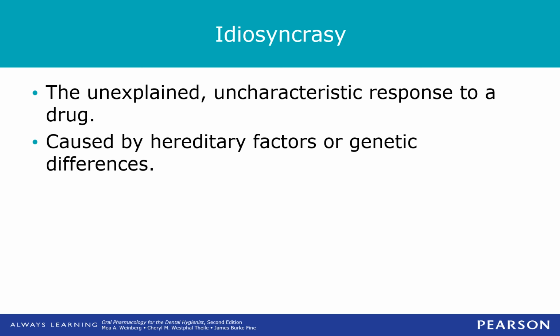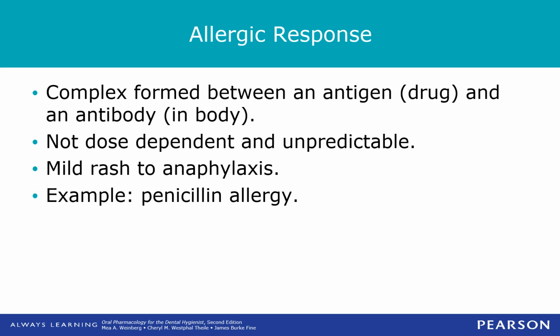Idiosyncrasy is the unexplained, uncharacteristic response to a drug. This can be caused by hereditary factors or genetic differences. An allergic response is a complex reaction between an antigen, which is a drug, and an antibody in the body. They're not dose-dependent and are unpredictable. They can create anything from a mild rash to anaphylaxis. An example is someone who has an allergy to penicillin.